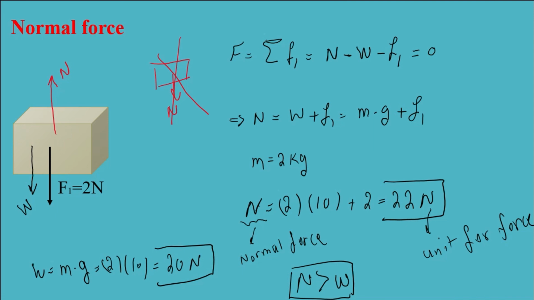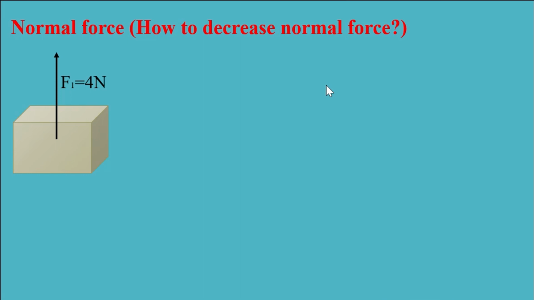So this is the way you can increase normal force. Let's see how I can decrease normal force. Let's calculate the normal force for this example. Again, my normal force is going to be upward. This is going to be my N. My W is going to be downward. The object is still at rest, so my F total is going to be 0, and that's equal to F1 plus N, because they both are in the positive direction, minus W, right?